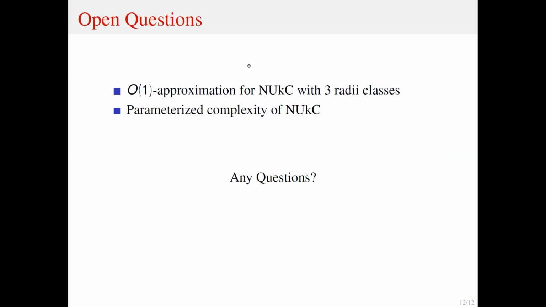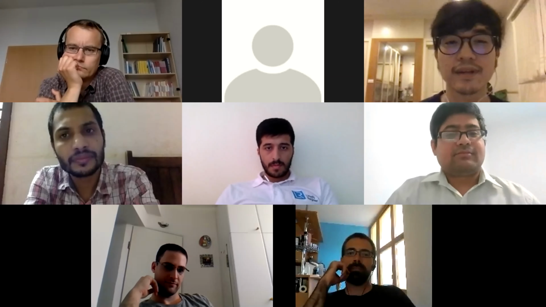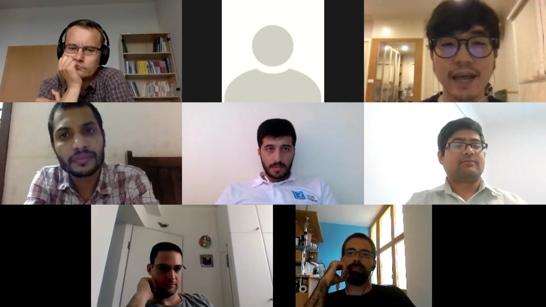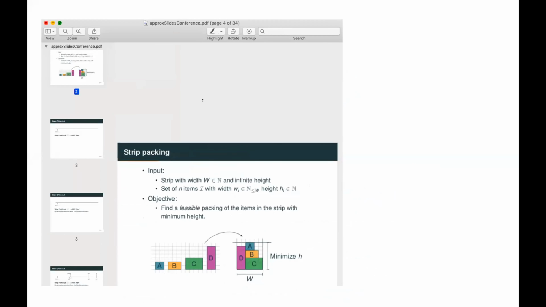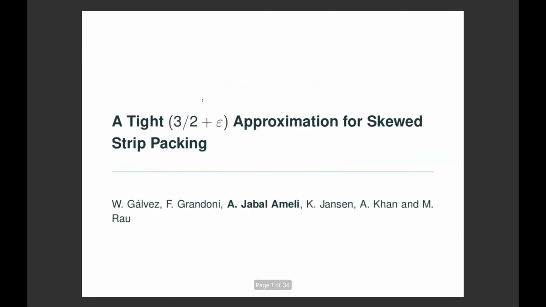For the last talk of this session, we have a tight 3/2 plus epsilon approximation for skewed strip packing. This is a paper by Galvez, Waldo, Fabrizio Grandoni, Afrouz Jabal Ameli, Klaus Jansen, Arindam Khan, and Malin Rau. And Afrouz will be giving the talk.